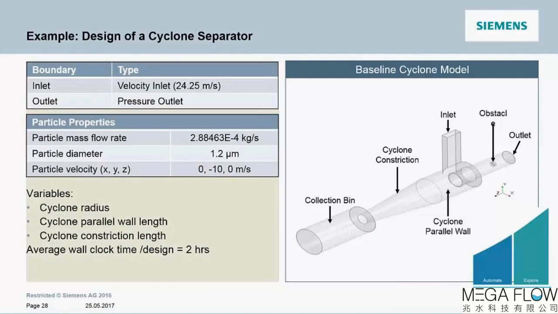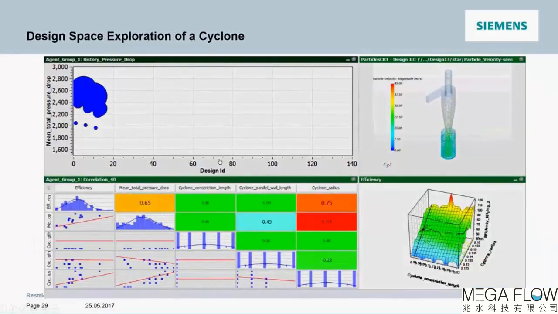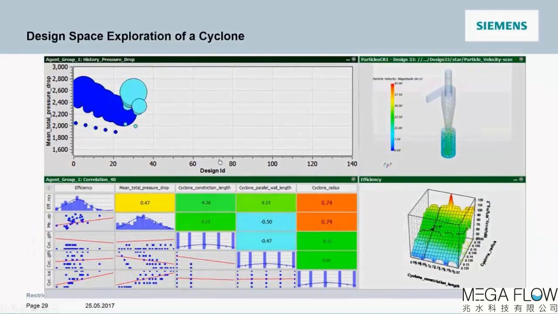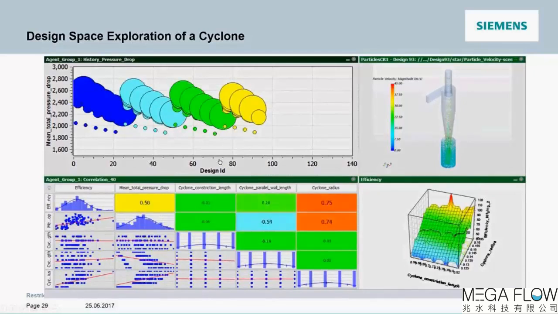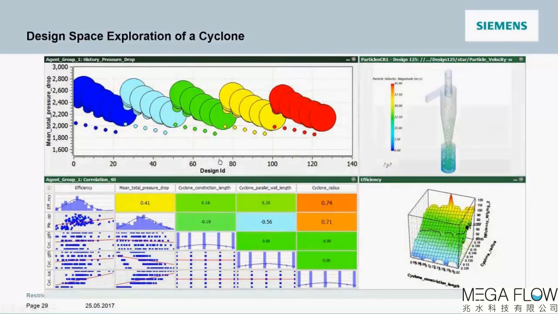In this second case that we see, this is related to a cyclone, where we are varying the diameter of the cyclone, the constriction length of the cyclone, and the inlet length of the cyclone. Particle diameters are given here, about 1.2 microns. And the animation on the next slide shows that by varying those parameters, we are trying to find a design that maximizes the separation efficiency of the particles while trying to maintain or minimize the pressure drop.